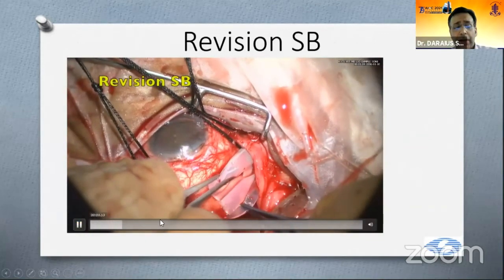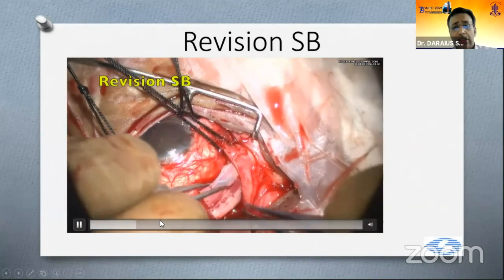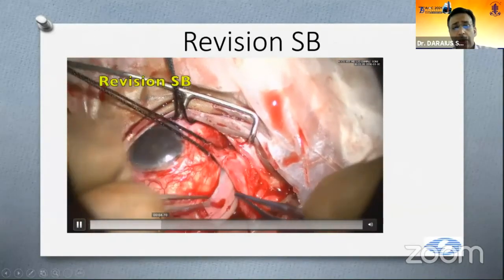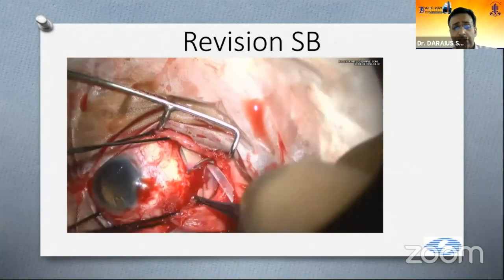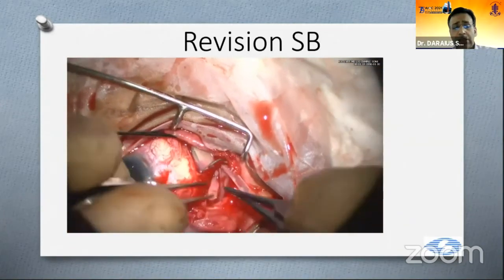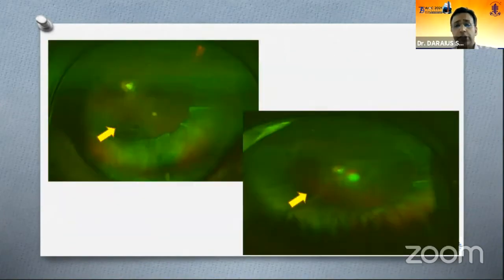So you can see we just added a buckle piece in the superonasal quadrant, and this is an addition to the buckle piece already present there. Of course, this was done fairly recently after the surgery, and it helped. And you can see the attached retina after this procedure.